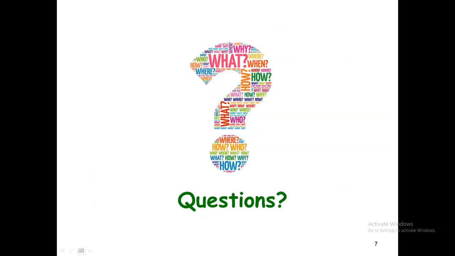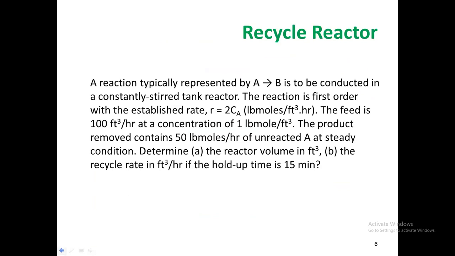This will be, I think, our final sample problem on the recycle reactor, and also our last sample problem for ECHE 111. We have a reaction represented by A forming B, which is to be conducted in a constantly stirred tank reactor. Since our representation of a recycle reactor was that of a plug flow reactor, I have chosen here a CSTR which has a recycle stream. That way, you won't be lost when you're given a CSTR already to answer. The reaction is first order with an established rate. You see 2CA, so CA is raised to 1.